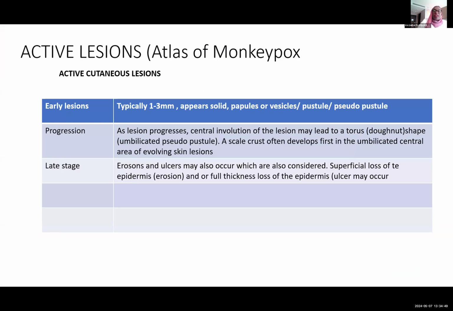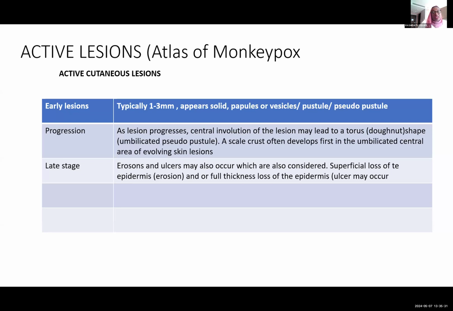So we have various lesions of monkeypox, and let me draw your attention to the Atlas of Monkeypox that was put together by the WHO. I think in the subsequent slides, you'll see the website wherein you can access this atlas. So we have 3 stages of these lesions. They are the early lesions, the progressive lesions, and the late stage. The early lesions are typically 1 to 3 millimeters in diameter. They appear solid. They could be macules, papules, vesicles, pustules, or even false pustules, pseudopustules.